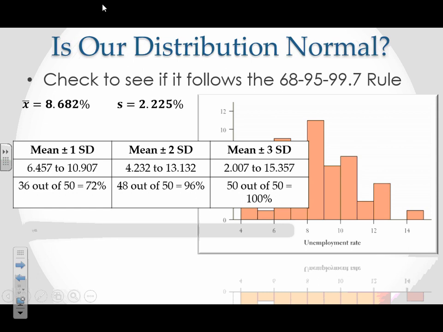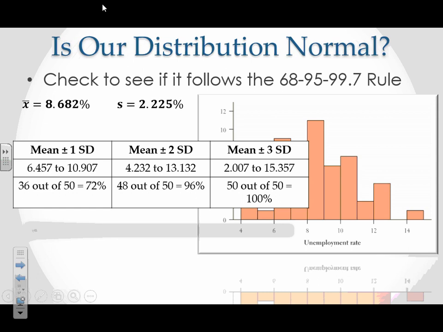Okay, so that's what we're looking at. Now, if I want to reach 2 standard deviations in each direction, then I need to take my standard deviation and double it. I want to reach 2 of those standard deviations. So I take 8.682 plus twice my standard deviation. Gives me a cutoff of 13.132. Then I need to reach down, so 8.682 minus twice my 2.225. It gives me 4.232.